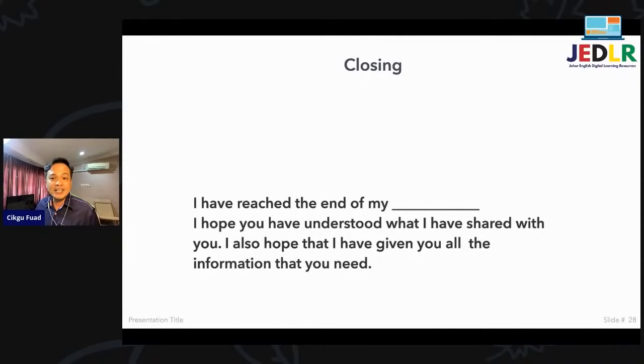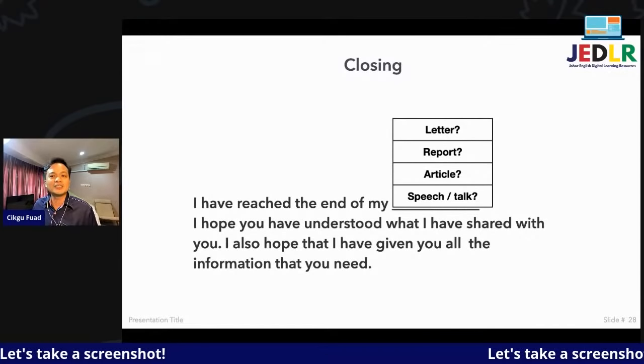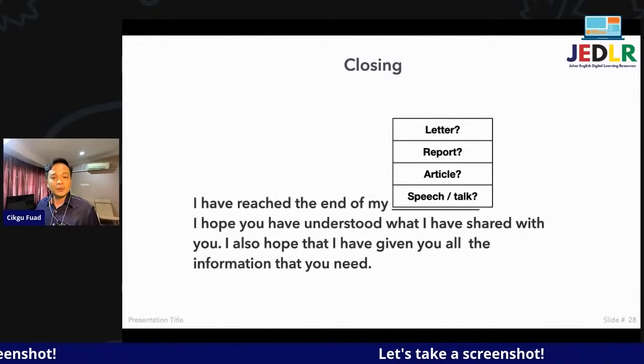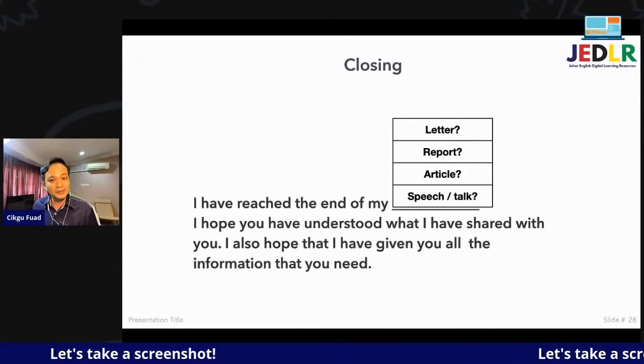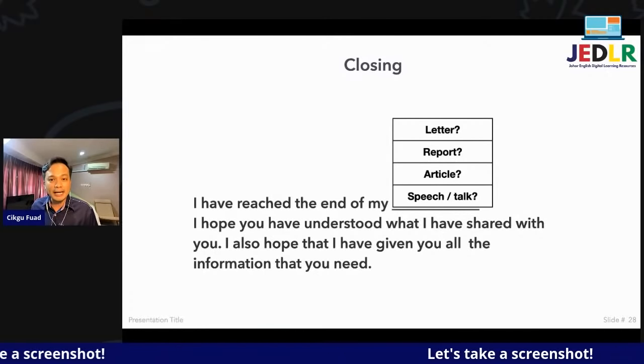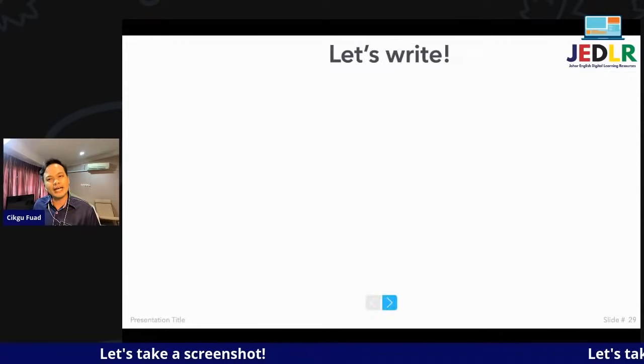Okay, again, this is the same closing that I have shown you in the previous slide. This is shared by my friend. So, okay, again, I've reached the end of my report. I hope you have understood what I have shared with you. I also hope that I've given you all the information that you need. So screenshot this one and you can use it in any writing that you have. Okay, now let us move on to the writing part.